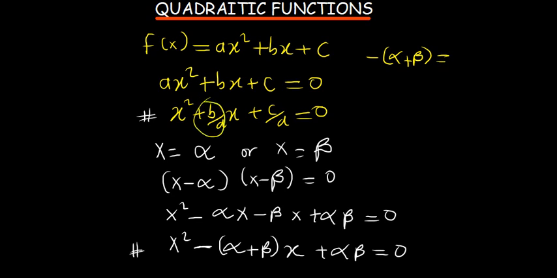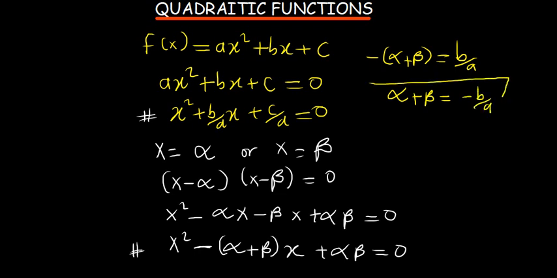What is that? b over a. So at this point, I can divide both sides by negative, such that I'm going to remain with alpha plus beta being equal to negative b over a. And then that means for this constant, alpha times beta will always give you this constant, which is c over a.